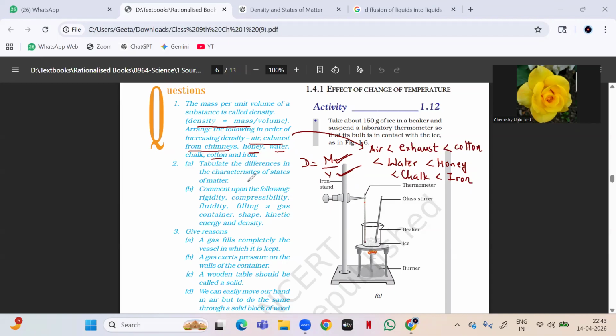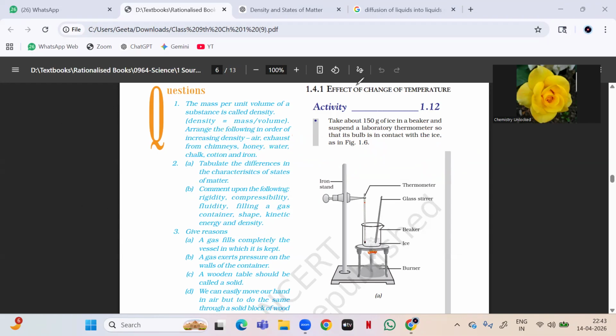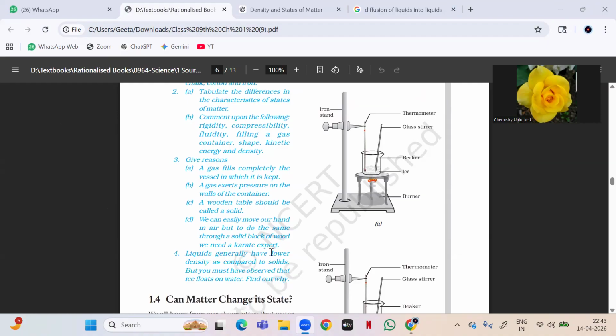Question 2: tabulate the differences in the characteristics of states of matter. Comment upon the following. Compare the rigidity of solids, liquids and gases. Similarly, compressibility, fluidity, filling a gas container, shape, kinetic energy and density. We have covered it in great detail, so I hope you will be able to compare these. Next, question number 3. For question number 3, I'll go on writing the keywords.